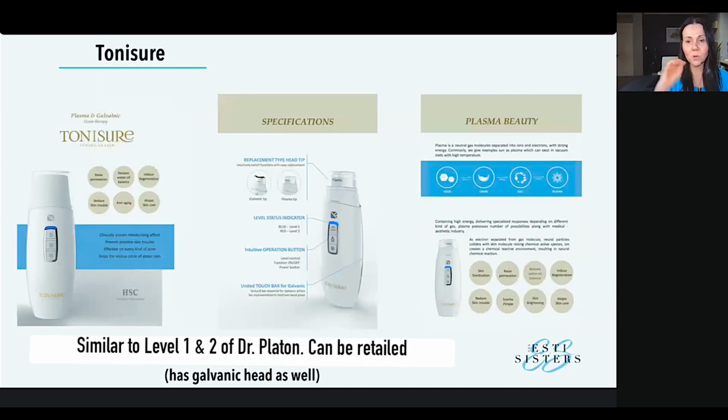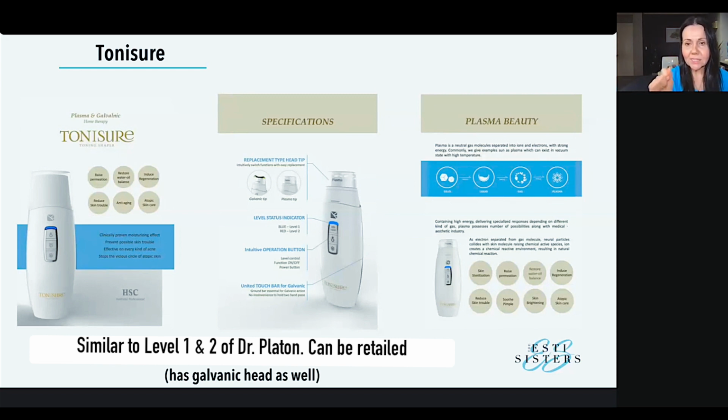Okay, so we're going to do a quick run through, just quickly, of the Tanisher, what it is, the difference between that and the DrPlaton, and then we're going to go into our demo. So the Tanisher, for those of you who've had it, is a wonderful, very performance-driven device that has 2 heads. I'm just showing you here the plasma head. There is a galvanic head as well.